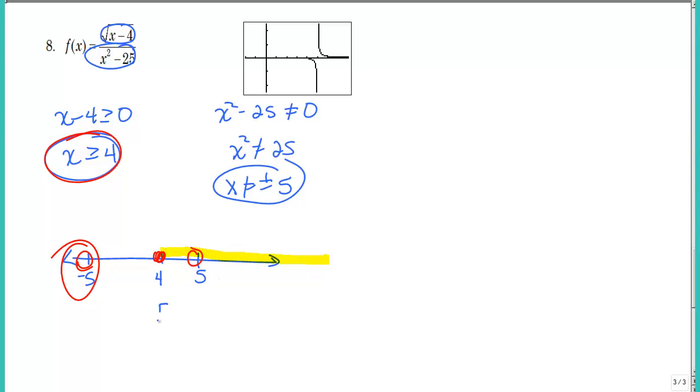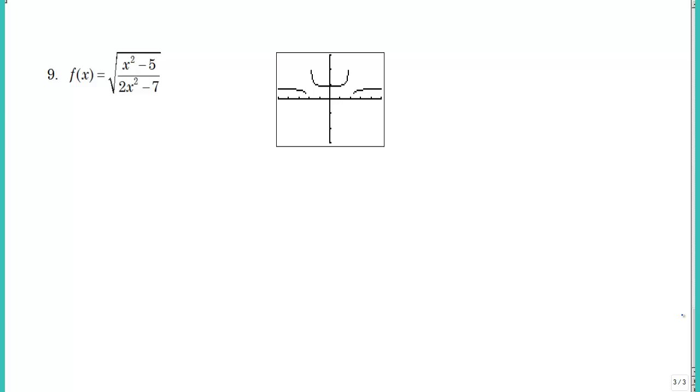How do I write that? From 4 to 5, 5 to infinity. We should probably put a little union sign in between there. Kind of weird. And again, if you look at the picture, here's 4, almost to 5, there's a vertical asymptote, and then 5 and beyond. It stops right there. I had to really zoom in to get that picture. This one's really complicated.